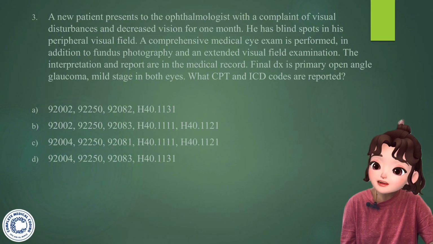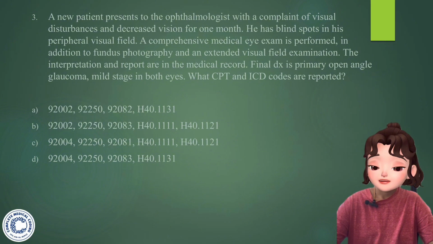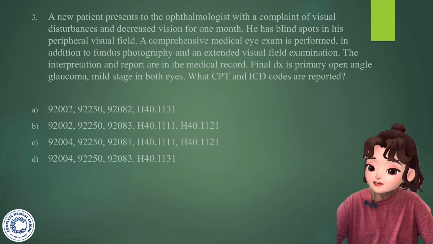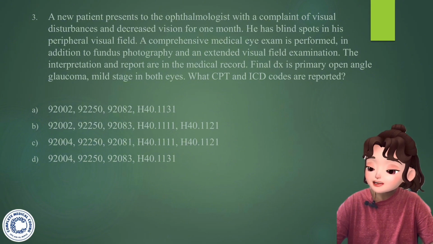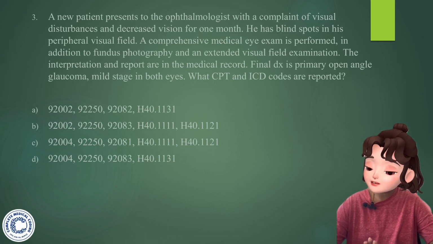So 92083 is visual field examination, unilateral or bilateral with interpretation and report, extended examination. Yes, this is extended examination, the third service mentioned in the second, third line of the question. Extended visual field examination. See in the bracket: extended examination. Example, Goldmann visual field with at least 3 isopters plotted and static determination, or quantitative automated threshold perimetry, Octopus program G1 32 or 42, Humphrey visual field analyzer.